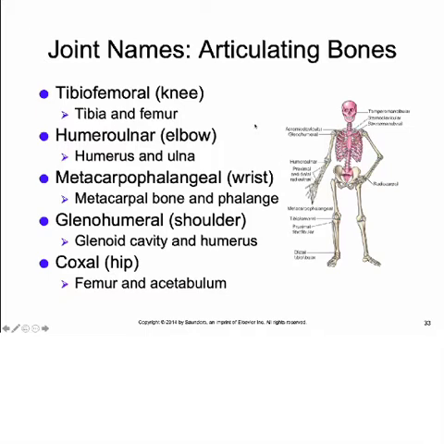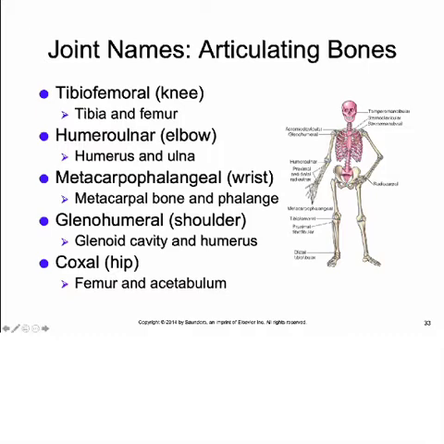Examples of some joint names include the tibiofemoral joint, which is a hinge joint that forms the knee between the tibia and the femur. The humeroulnar joint, which is another hinge joint that forms the elbow. The metacarpal phalangeal joint, which is the joint between the palm of the hand and the fingers, and that is a condyloid joint, and that allows movement in two axes. You can wag your finger up and down or left and right.